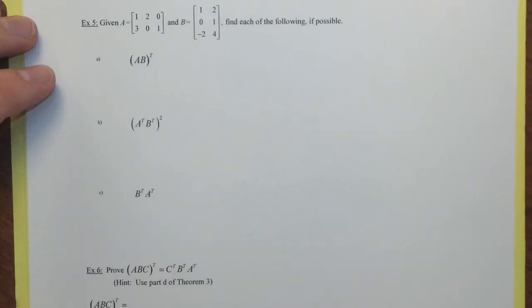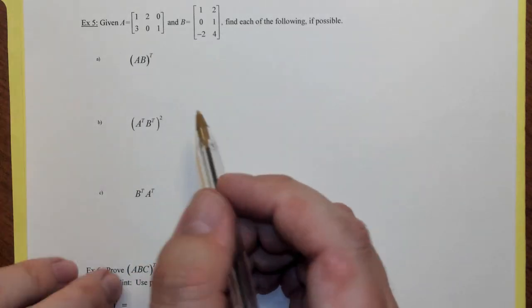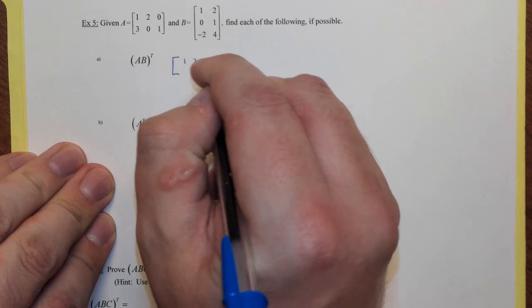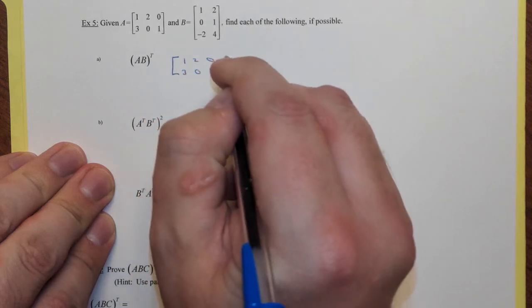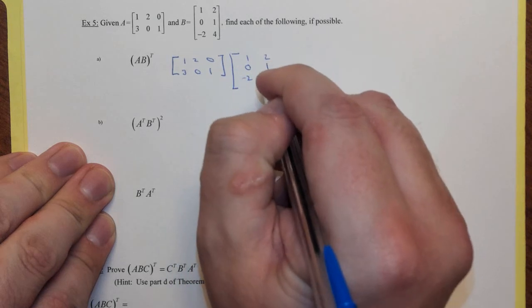There are some examples in here just to drive home multiplying AB and making the transpose. So if you do AB and then transpose it, A is 1, 2, 0, 3, 0, 1, and B is 1, 0, negative 2, 2, 1, 4.